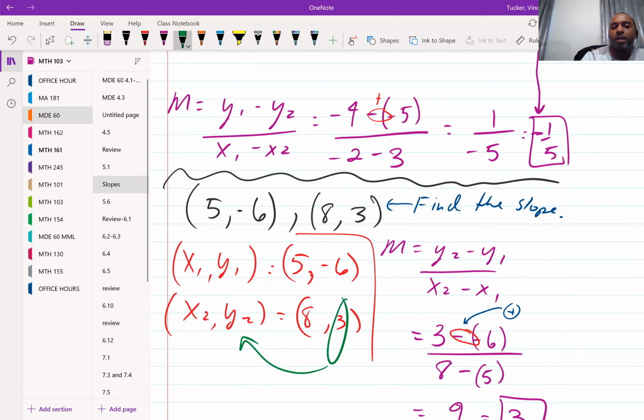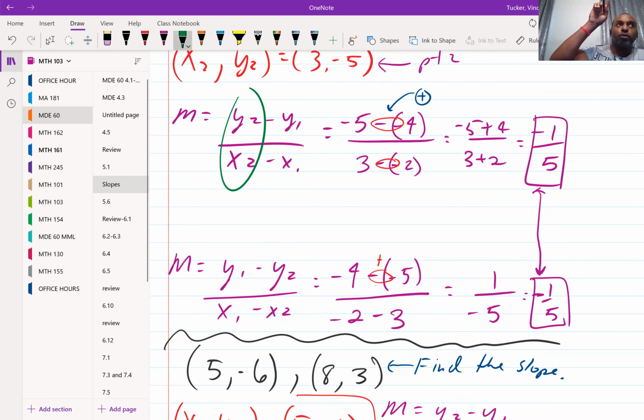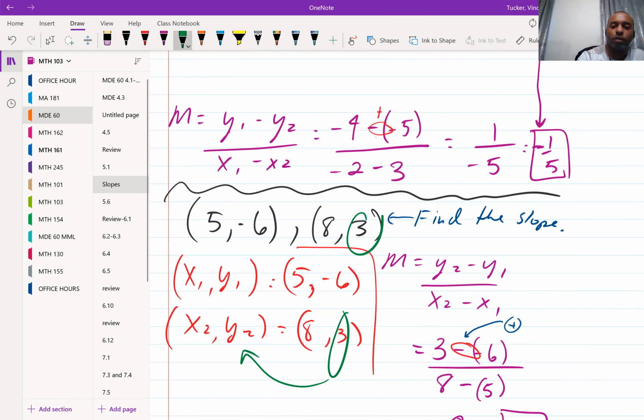Yep. But remember, that's why I did this. It doesn't matter which one you pick as long as you keep them together in order. As long as if you do y2 first on top, you do x2 first on the bottom. Or if you do y1 first on top, do x1 first on the bottom, then you'll still get the same result. So that's why it doesn't matter which point you call which. In other words, if I use 3 first on the top, then I need to use 8 first on the bottom. You just have to make sure you stay consistent in what you're using first.